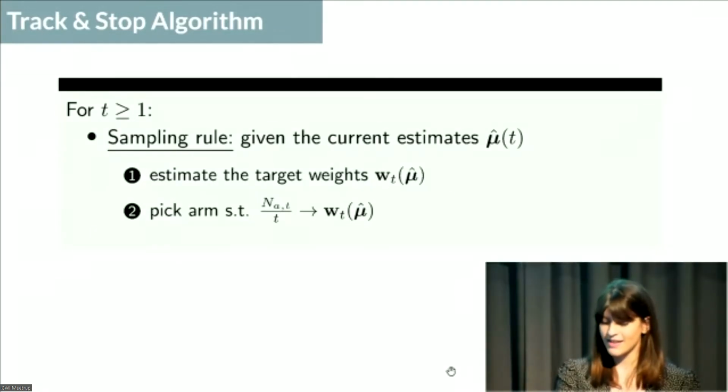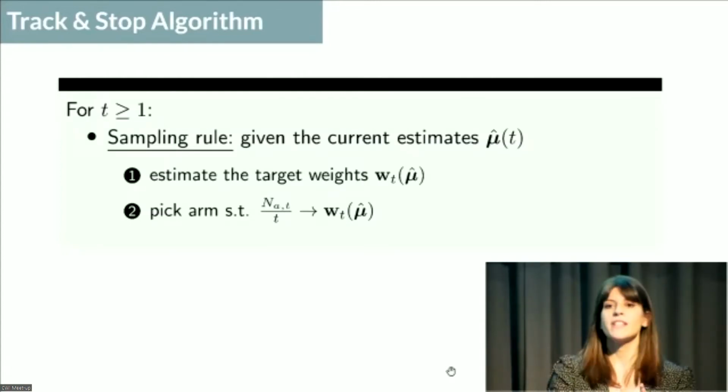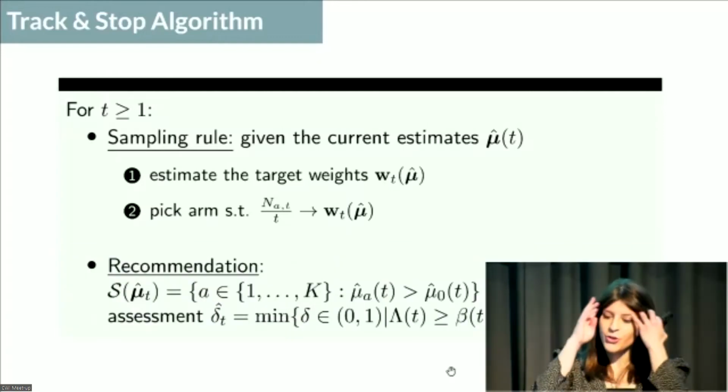There is a standard algorithm in the literature, Track-and-Stop, that does this, and we extend it again in the paper for the case of subpopulations. In a nutshell, for every time point t, it computes the current estimates mu hat. It estimates the target weights based on this estimate. And it picks an arm such that the empirical proportions, the empirical draws of these arms, will eventually reach these target proportions. And then in the end, for recommendation, we can do two things.